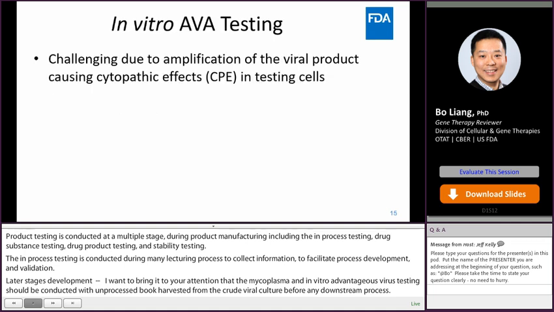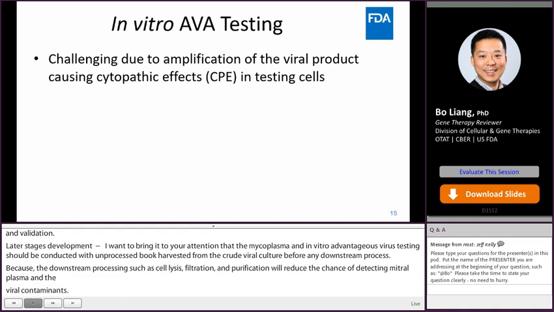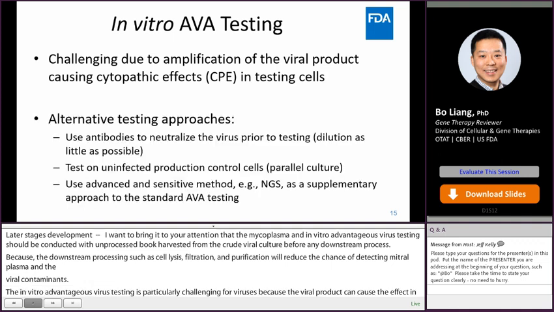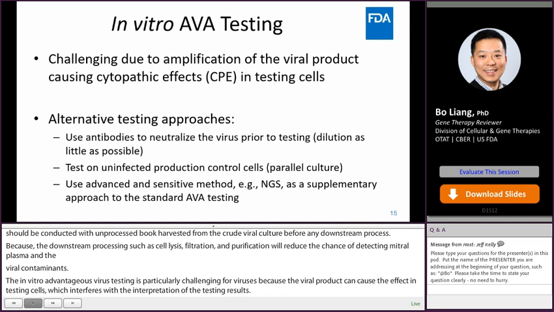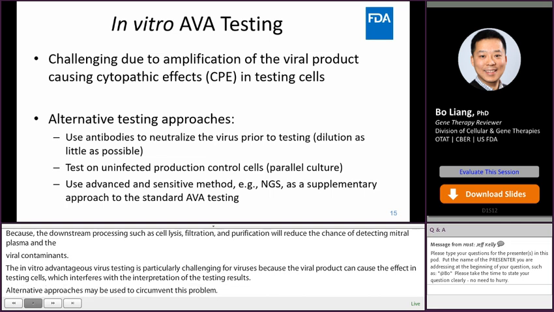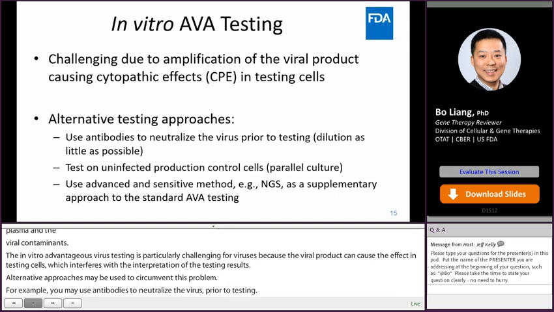The in vitro adventitious virus testing is particularly challenging for oncolytic viruses because the viral product can cause cytopathic effect in testing cells, which interferes with the interpretation of the testing result. Alternative approaches may be used to circumvent this problem. For example, you may use antibodies to neutralize the virus prior to testing, but please do not use human or monkey antisera. And if you need to dilute the test articles, please dilute as little as possible.